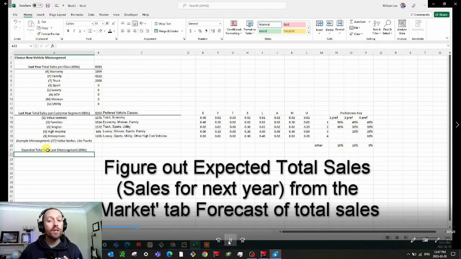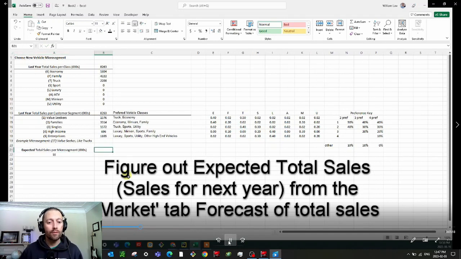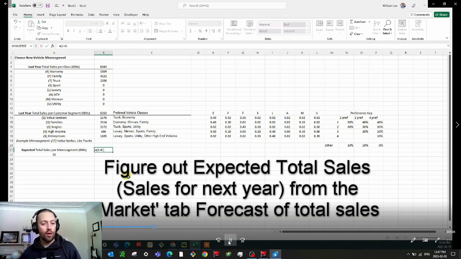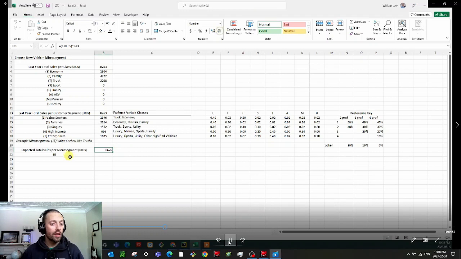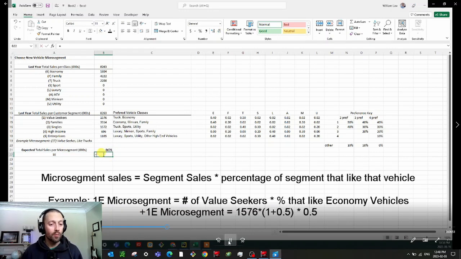So we figure out the expected total sales from the market tab forecast of those total sales. So that's what we first of all need to know: what the total sales are, not from the last year. That 8263 number is. What are going to be the sales next year? And it turns out that we have that number, and that's on the market tab. And we can estimate, well, we've got a 5% increase in the total market.